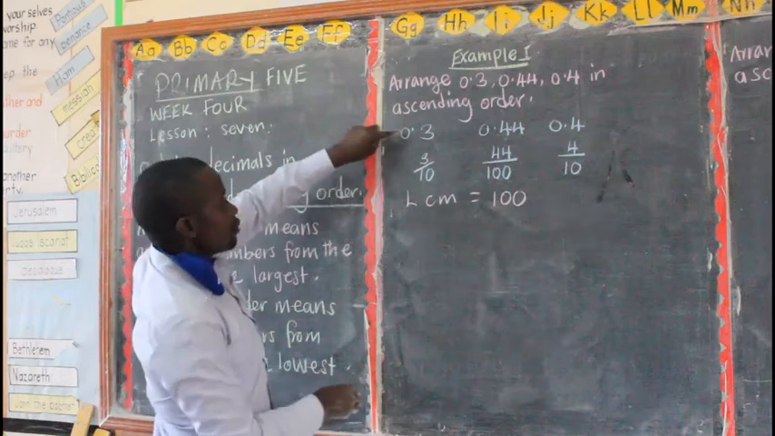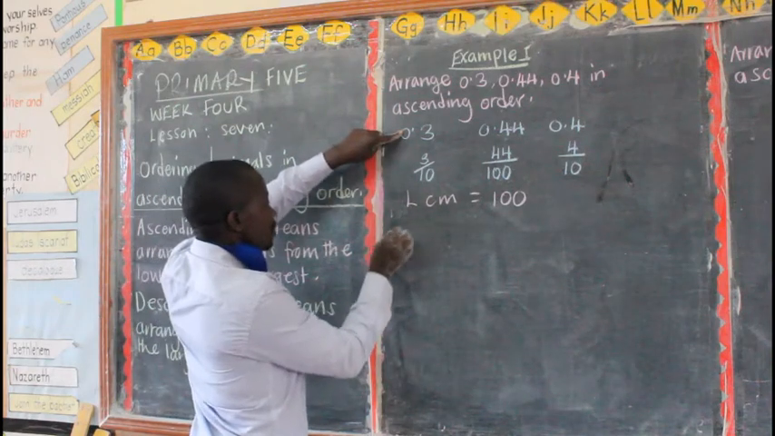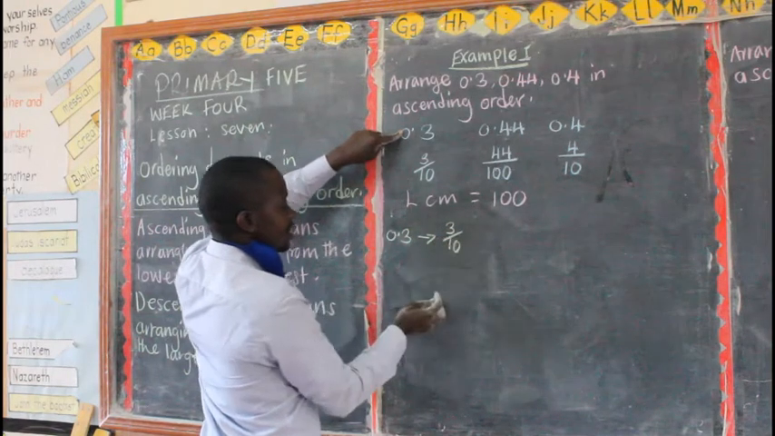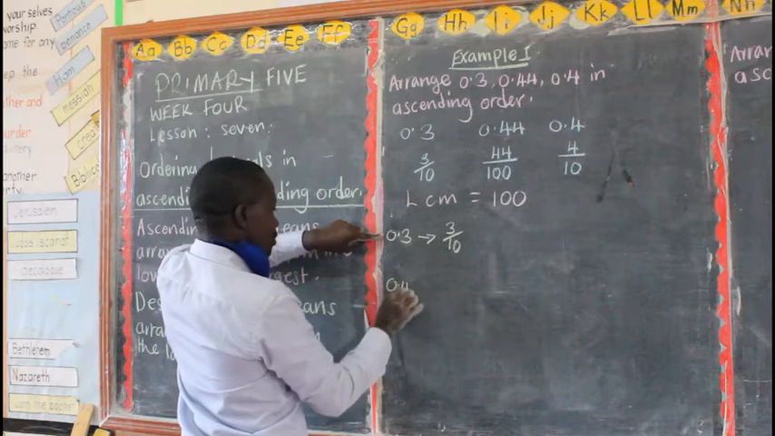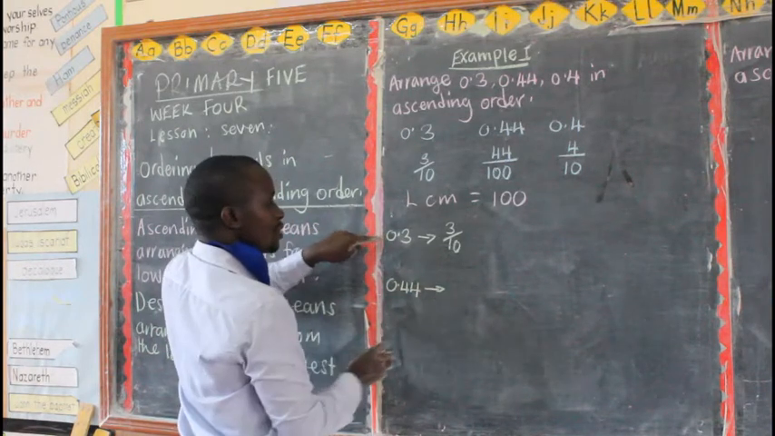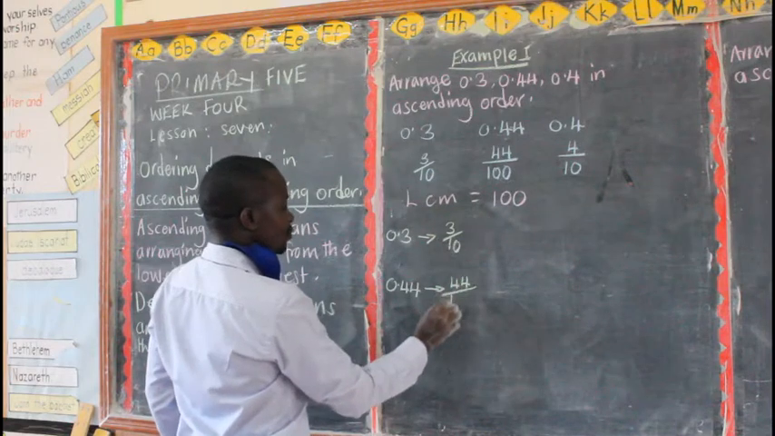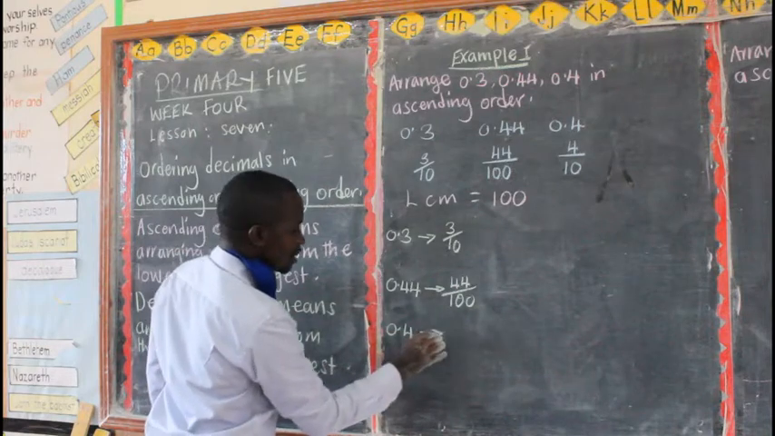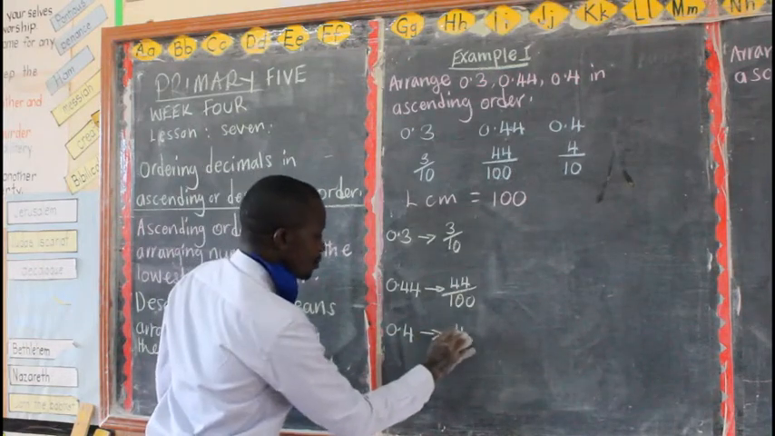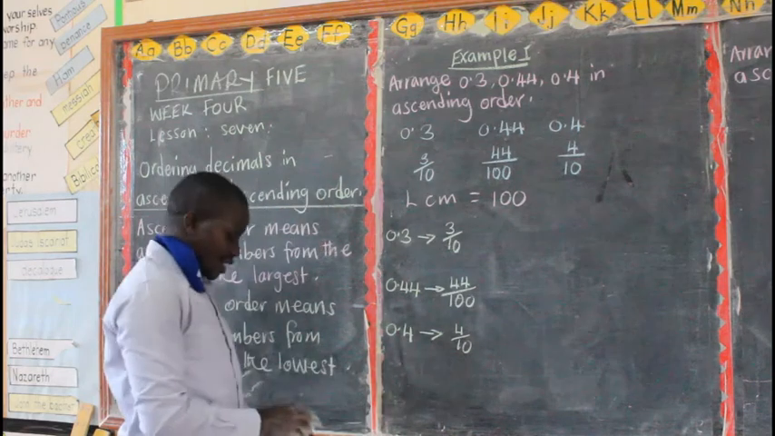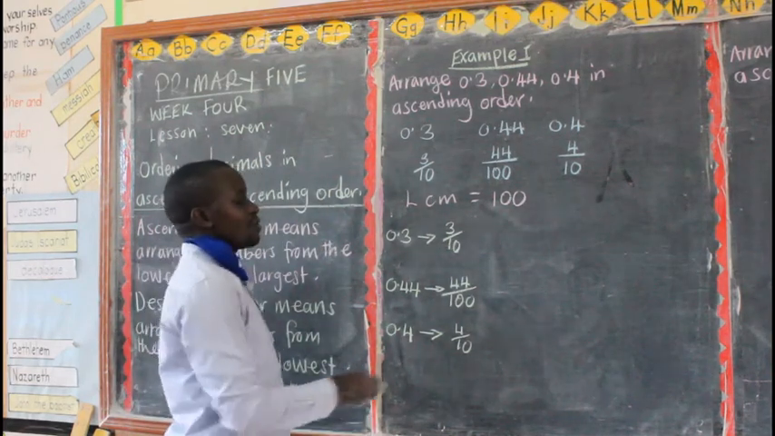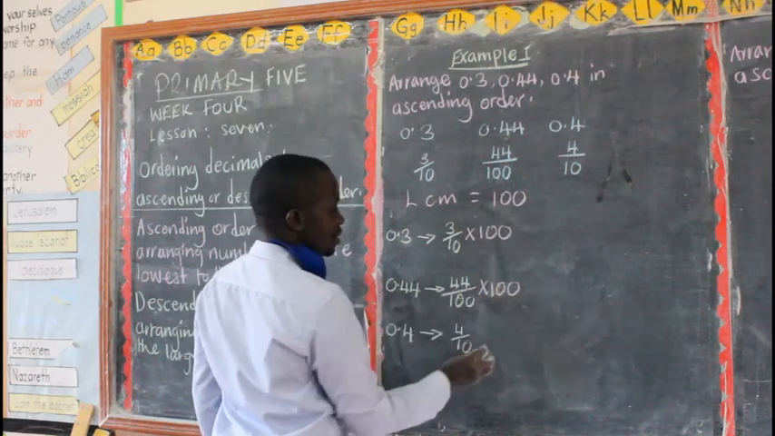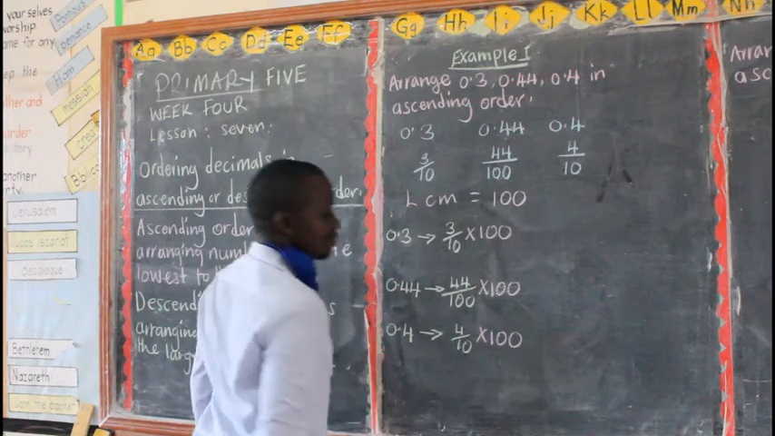So, you begin right here. This is 0.3. We have written it as 3 out of 10. Then you have 0.44. We have written it as a common fraction as 44 out of 100. Then we are having 0.4. We have written it as a common fraction as 4 out of 10. Then after that, now we multiply by the LCM, times 100, times 100, times 100.